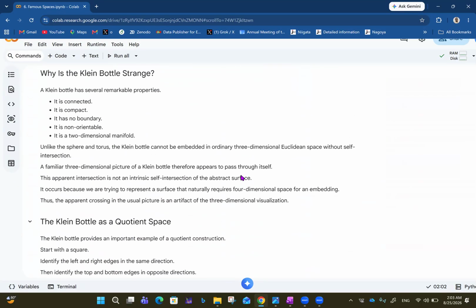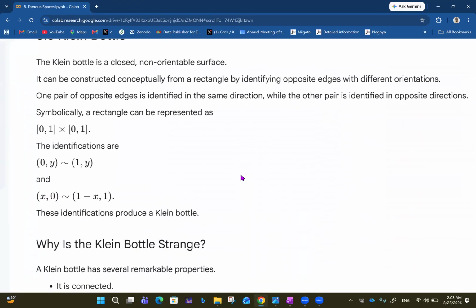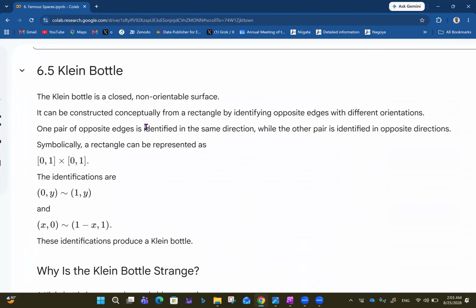The Klein bottle is a closed, non-orientable surface. It can be constructed conceptually from a rectangle by identifying opposite edges with different orientations. One pair of opposite edges is identified in the same direction, while the other pair is identified in opposite directions. Symbolically, a rectangle can be represented as [0,1] times [0,1], and the identifications are (0,y) to (1,y), and (x,0) to (1-x,1). These identifications produce a Klein bottle.